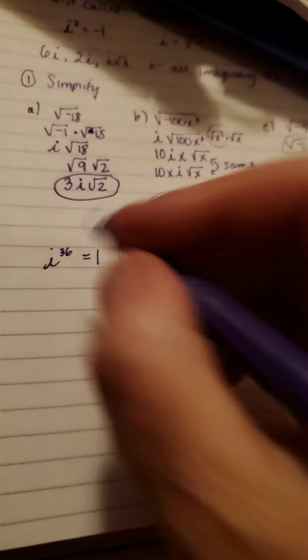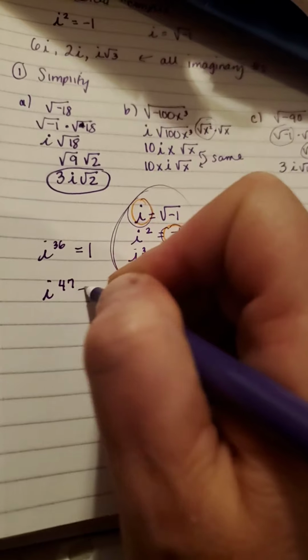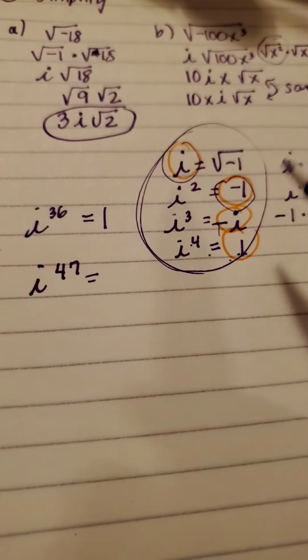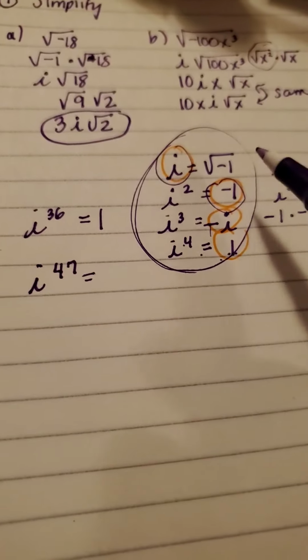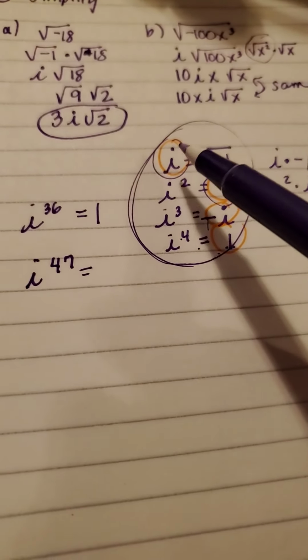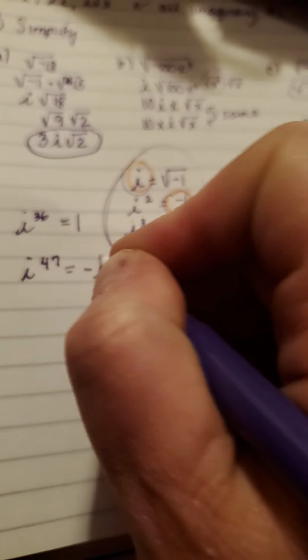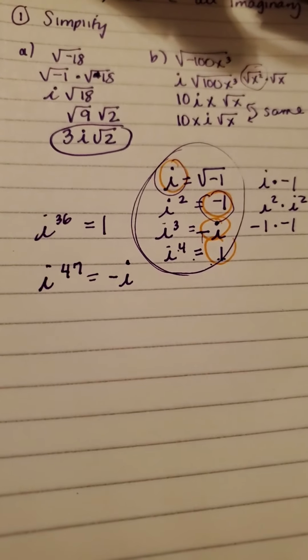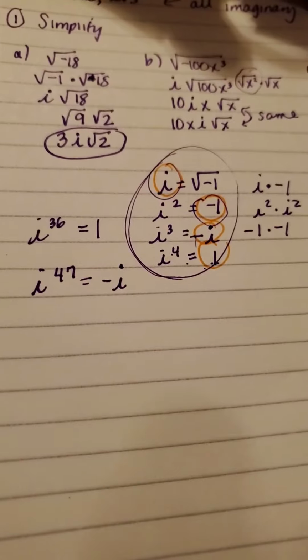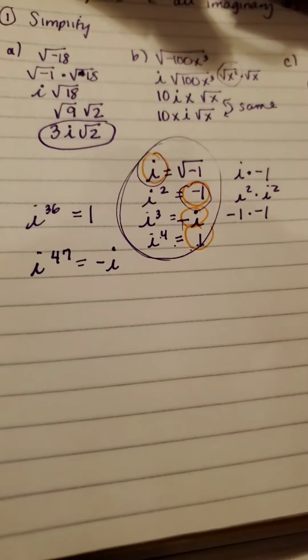If I said i to the 47th, well, I would say to myself, okay, I know it's going up by 4s. This would be i to the 44th, i to the 45th, i to the 46th, i to the 47th would be negative i. So you're working with this pattern every time. These are all the multiples of 4 down here.